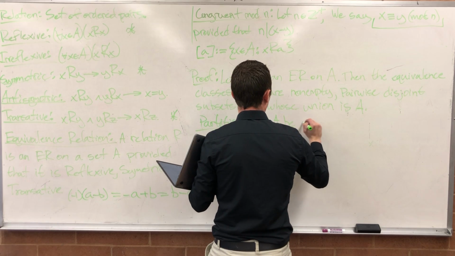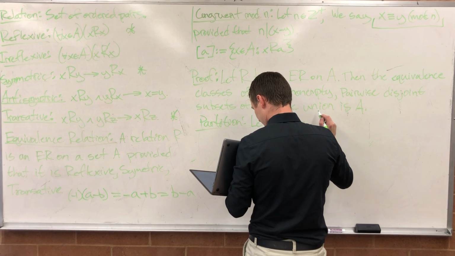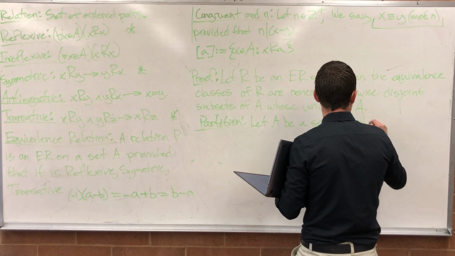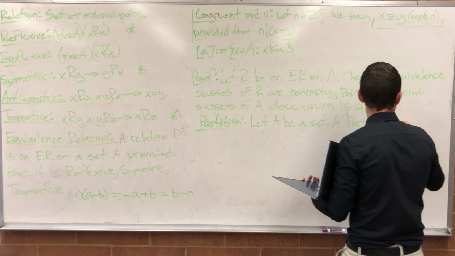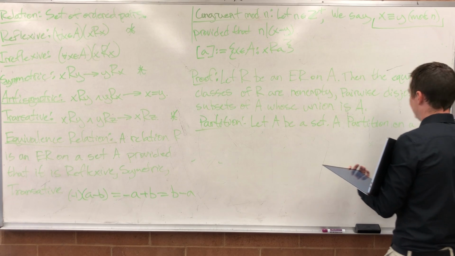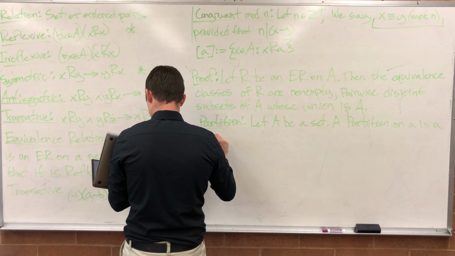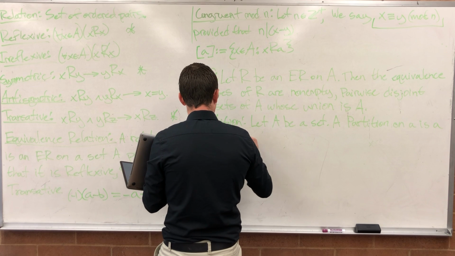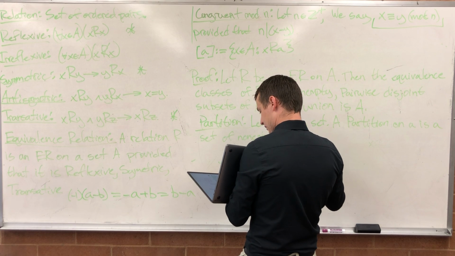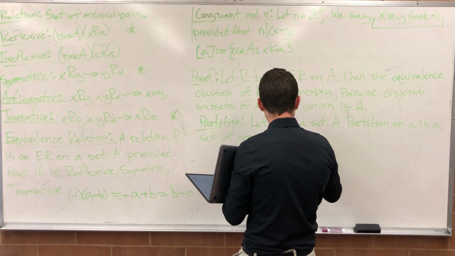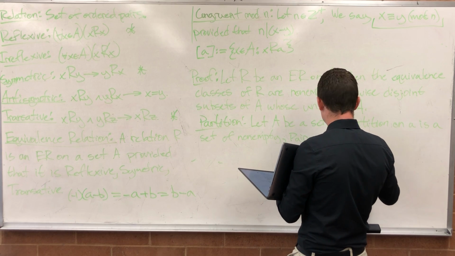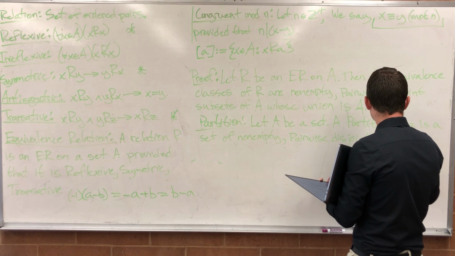Let A be a set. A partition on A is a set of non-empty, pairwise disjoint sets whose union is A.